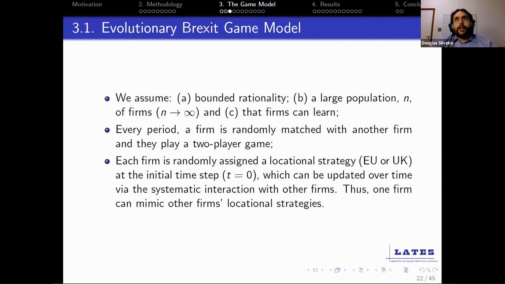So we assume bounded rationality, we assume a large population of firms, and we assume also that firms can learn. In every period, a firm will be randomly matched with another firm, and they will play a simple two-player game. Each firm is randomly assigned a location or strategy at the beginning of the game, and can choose between one of the European Union countries or the United Kingdom at time step 0. And as I told before, firms will update their strategy over time, and it's done by the systematic interaction with other firms. Thus, one firm can mimic other firms' strategy.